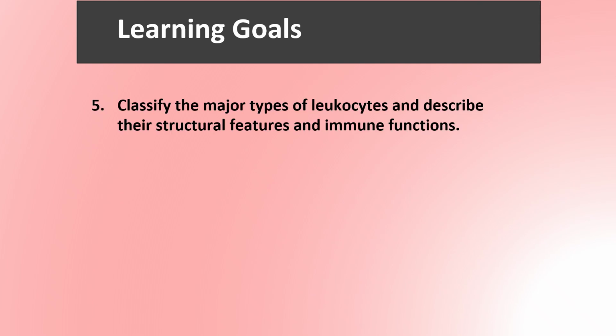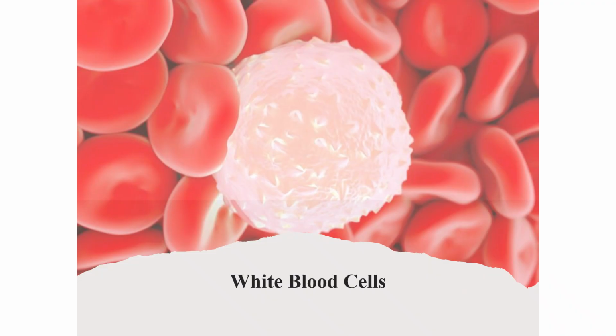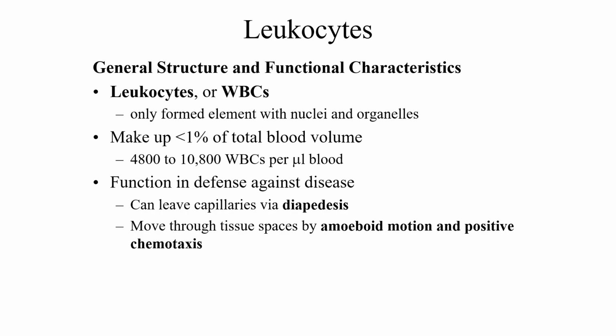In this next video, we are going to classify the major types of leukocytes and describe their structural features and immune functions. We're going to explain the ABO and RH blood group systems and describe the causes and consequences of transfusion reactions.